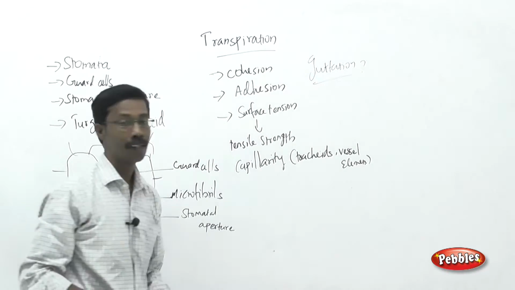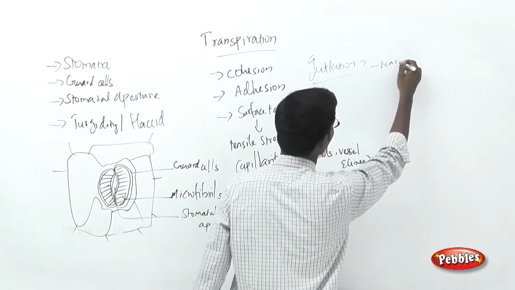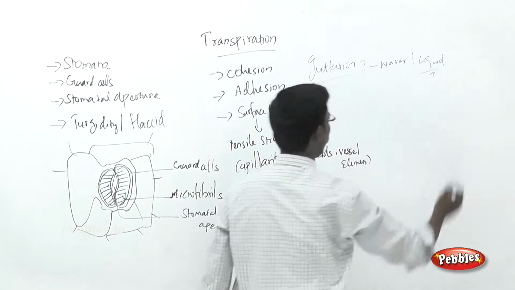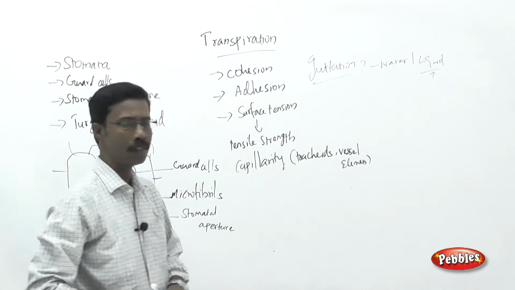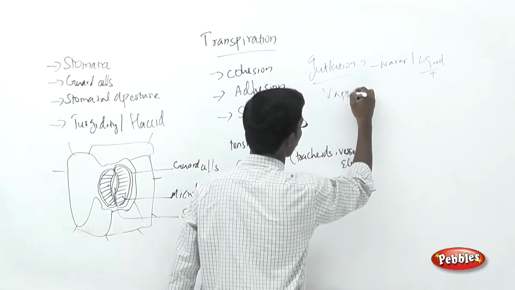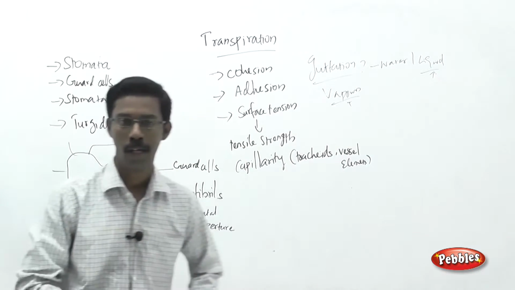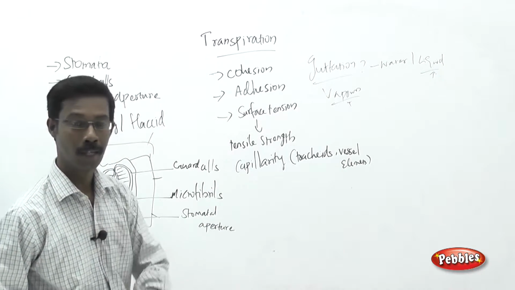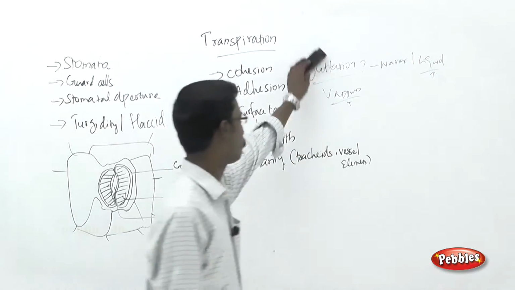Guttation is the loss of water as water droplets. Here the water is lost as liquid, but in transpiration it will be lost as vapors. The water will be lost as vapors through the leaves, and we are going to see how transpiration happens in the leaves and which structure performs it.